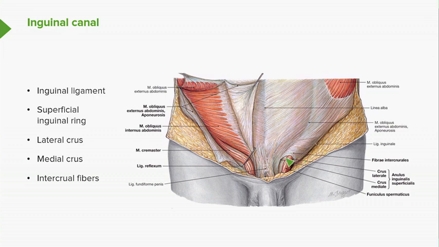In a man, the major structure that we see here traveling out through the superficial inguinal ring is the spermatic cord. The spermatic cord enters this region by passing internally through a deep inguinal ring, and as it travels through the inguinal canal, it will pick up all the layers that we see eventually emerging through the superficial inguinal ring.